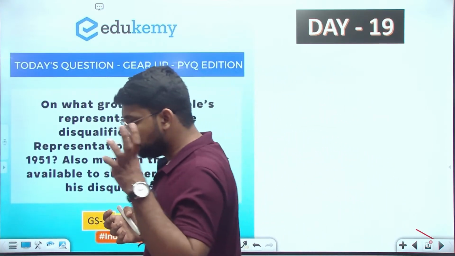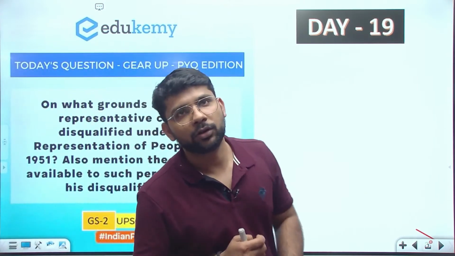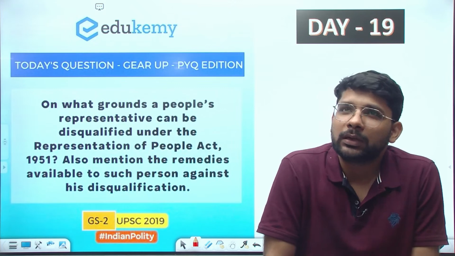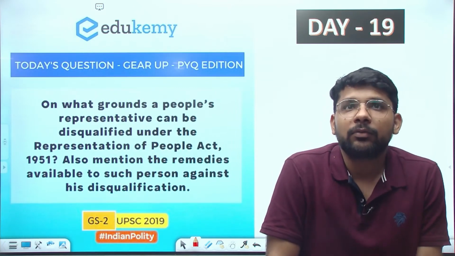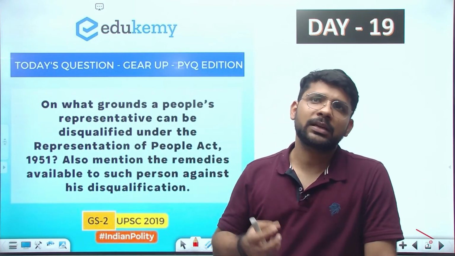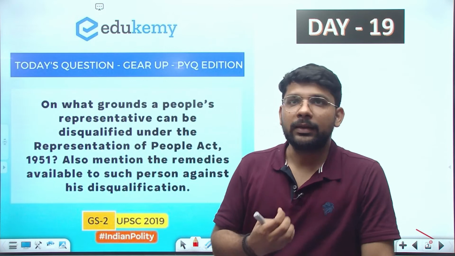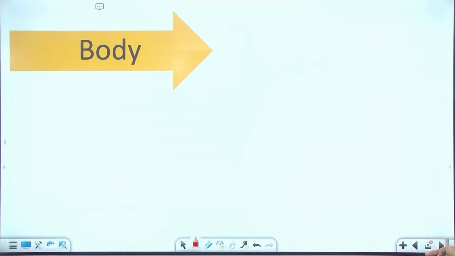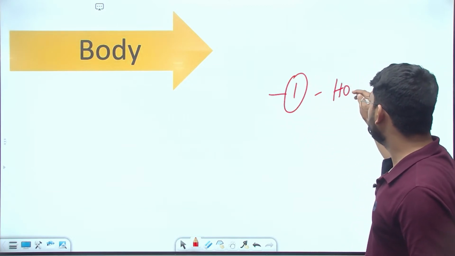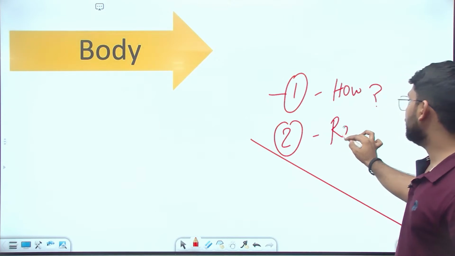So you can write the major aim and objective of the Representation of People Act of 1951 in the introduction itself, because the main demand of the question is here: we need to write about the Representation of People Act, how it can disqualify MPs and MLAs, and what the remedies available are. So it's a clear question about the RP Act of 1951. Clear? Then we will come to the body part. In the body part, we will write two separate headings: one about how it can disqualify an MP or MLA, and in the second, we will write about the remedies.